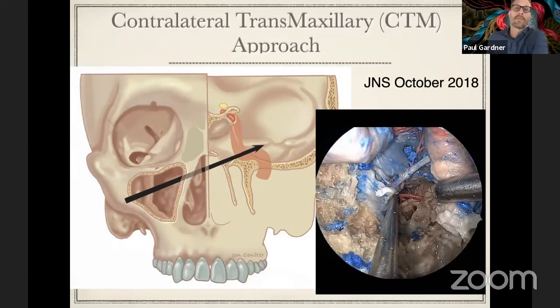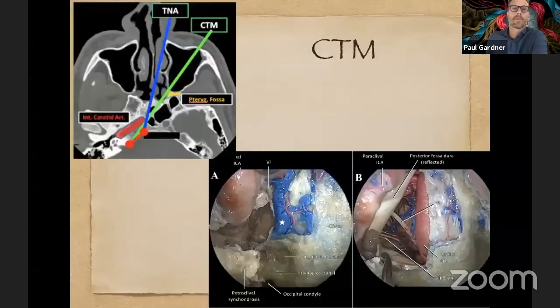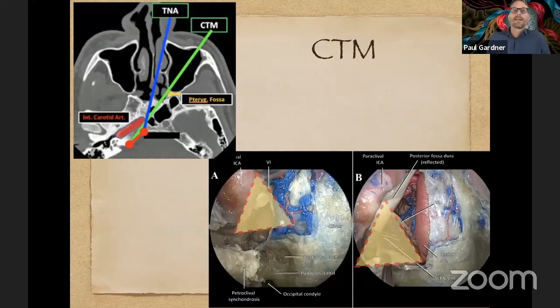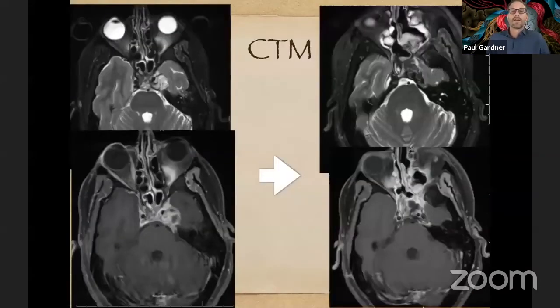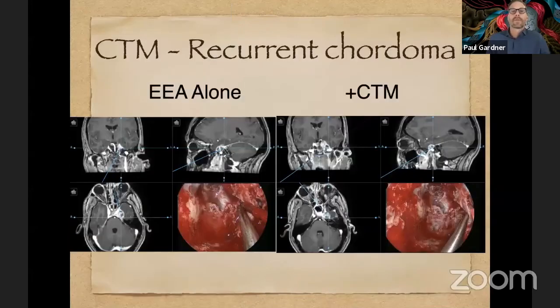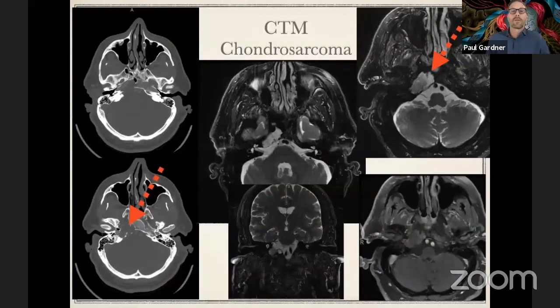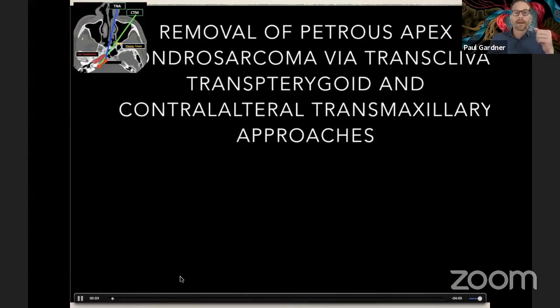Dr. Snyderman came up with a contralateral transmaxillary approach, where rather than just a transnasal corridor, if you look at the CTM axis behind the horizontal Petrus carotid, we have beautiful parallel access to the Petrus carotid, and this allows us to dramatically increase our corridor for tumors like a chondrosarcoma. And this gets us much more lateral into the Petrus apex.